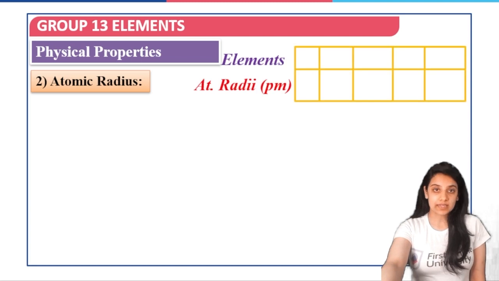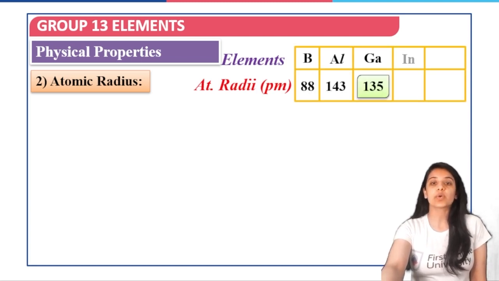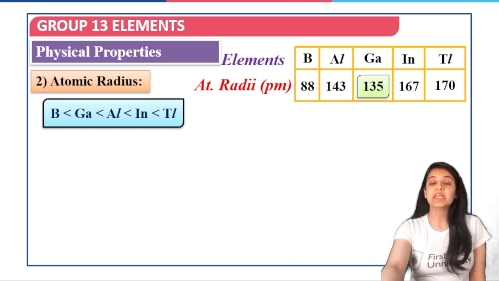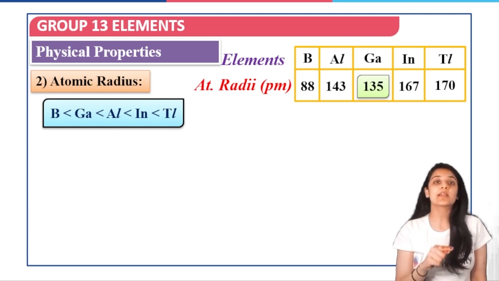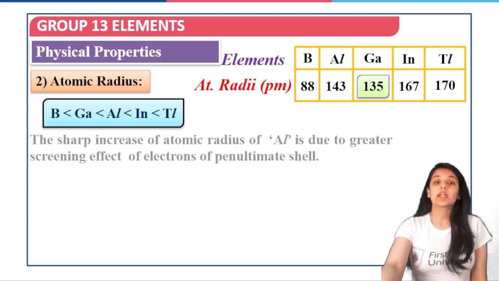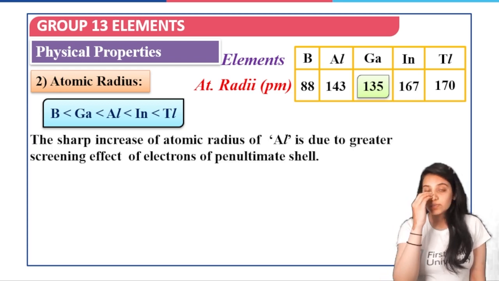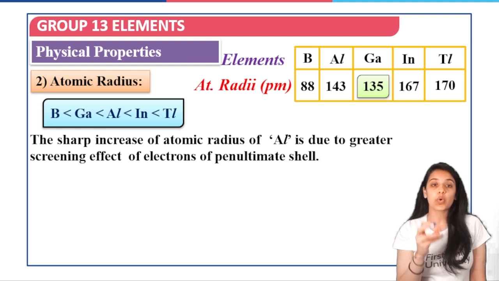Next is atomic radius. We know that as we go down the group, the atomic radius or the size is going to increase. But there is an exception that we see here. As we go from aluminium to gallium, the size is decreasing. That is, gallium has got a smaller size in comparison to aluminium. Now, what is the reason for this? That is because of the screening effect of the electrons of the penultimate shell.